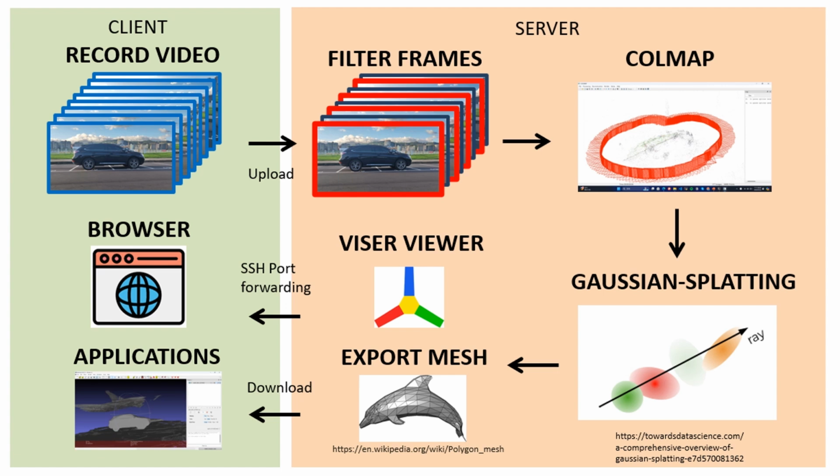With this setup, our proposed Gaussian splatting model is used to train the scene. Finally, we can either use SSH port forwarding to open a viewer on the client side or export the mesh on the server side and download it locally.